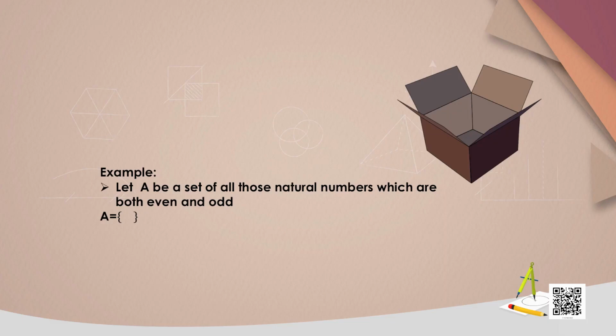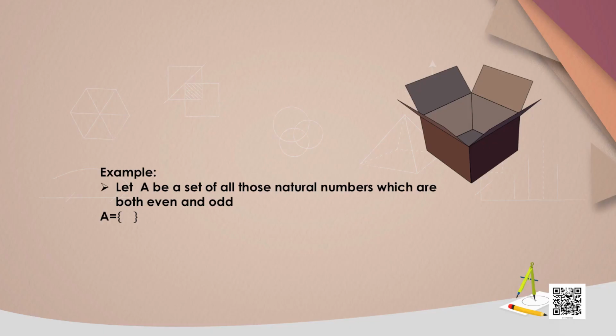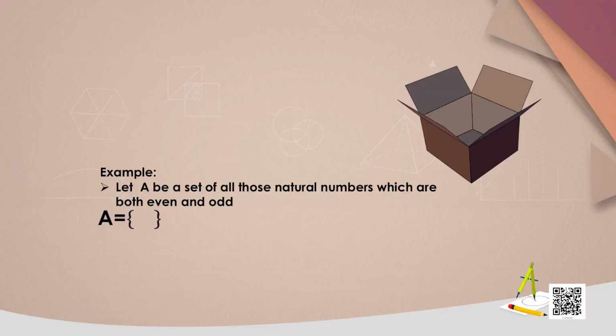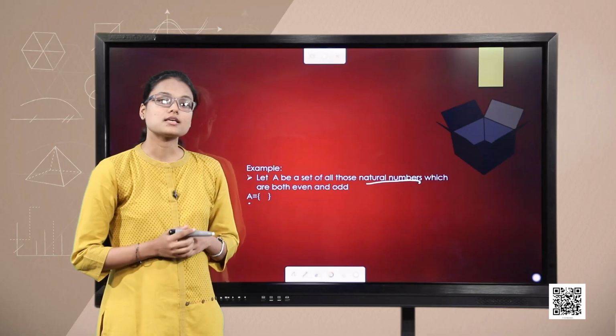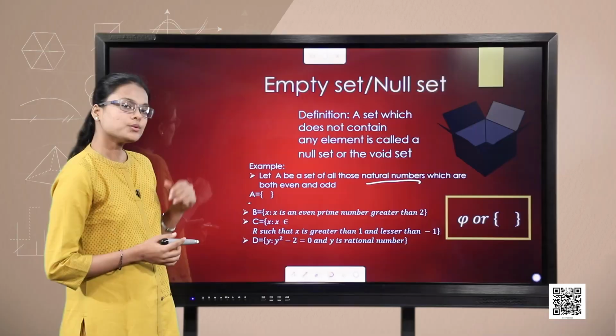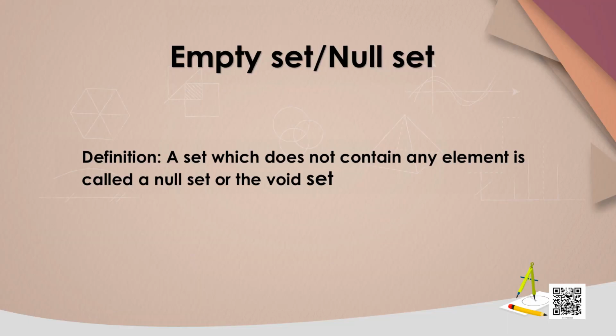In this example, we have to find a set of all those natural numbers which are both even and odd. Can we have a number which is both even and odd? No. You may see that the set A is empty. Yes, this is the first type of set, the empty set. According to the definition, a set which does not contain any element is called a null set, void set, or an empty set.